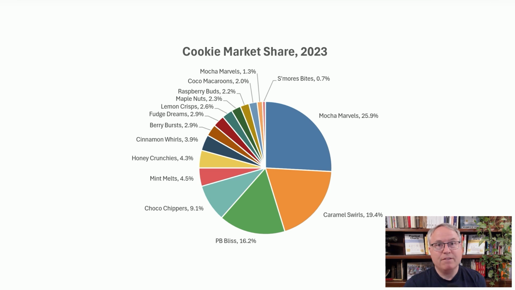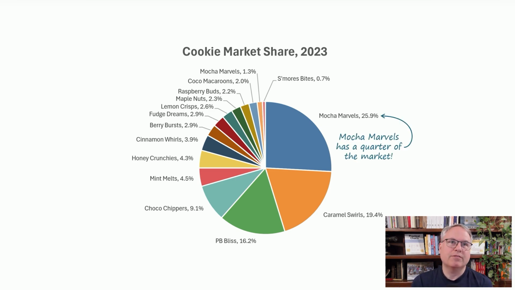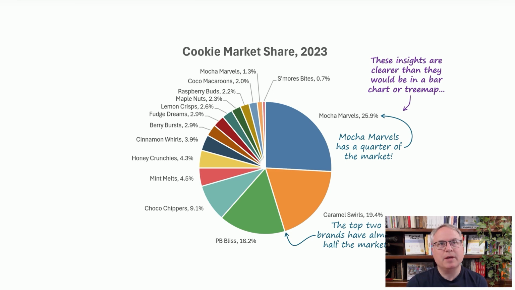In this case, there are 15 different brands of cookies. A lot of people will recoil at a chart like this and say, oh, no, it's way too many. But again, we always want to ask ourselves, what is the point of this chart? What are we trying to say with it? If we're trying to say, for example, that this brand has a little over 1/4 of the market, and that the top 2 have almost half of the market, well, I think that these insights are going to be better communicated than they would be in a bar chart or a tree map. Yeah, a bar chart is going to maybe look a little cleaner, but it's not going to be able to actually communicate these insights effectively.